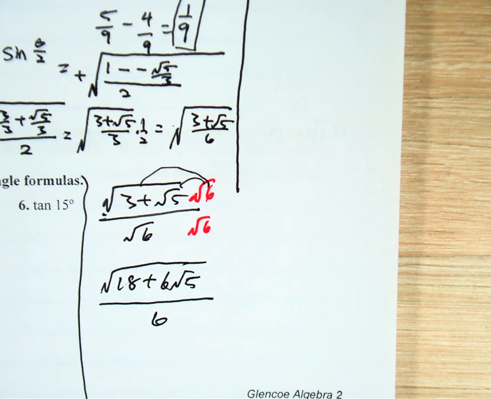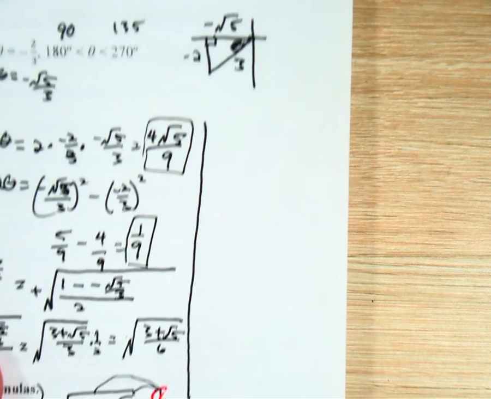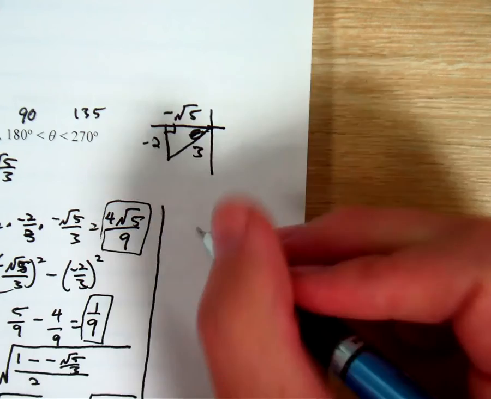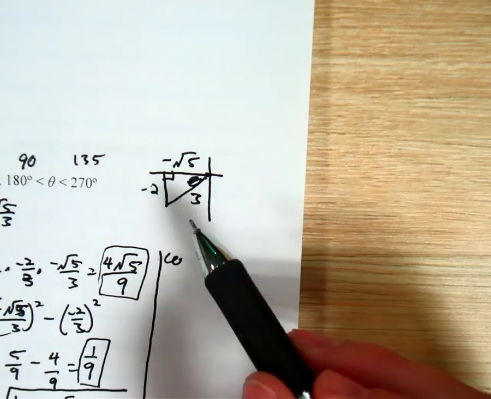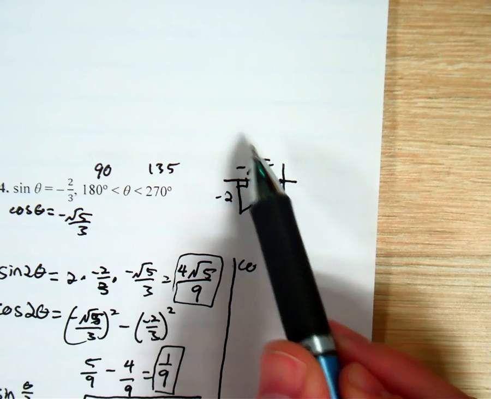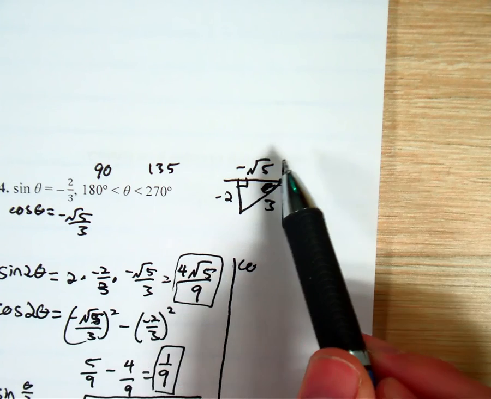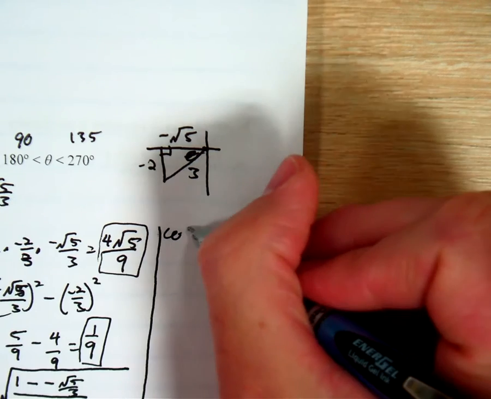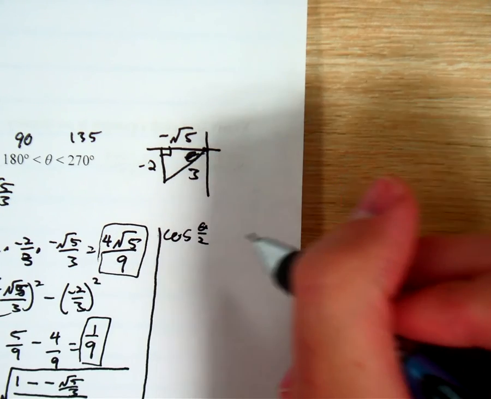All right, that was sine half angle. Cosine half angle is very similar. Remember, when we cut our angle in half, we're in quadrant 2. Sine is going to be positive because it's up. Cosine is negative because it's back. So this is going to be a negative at the end.